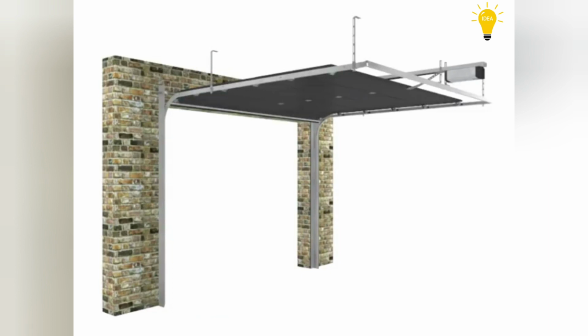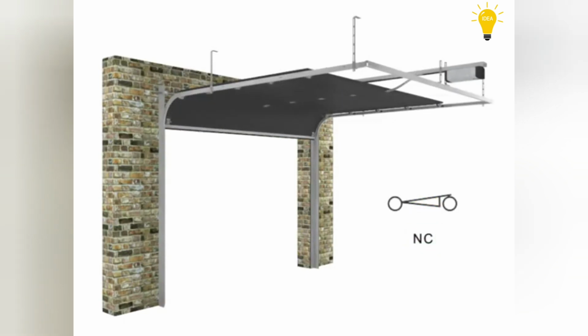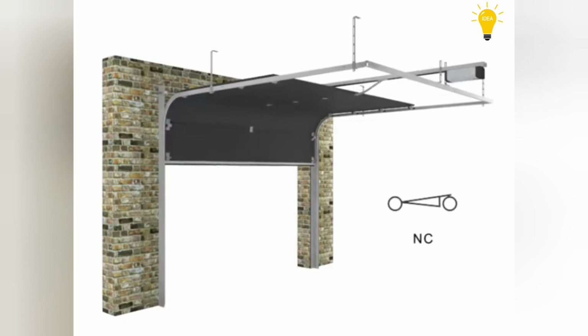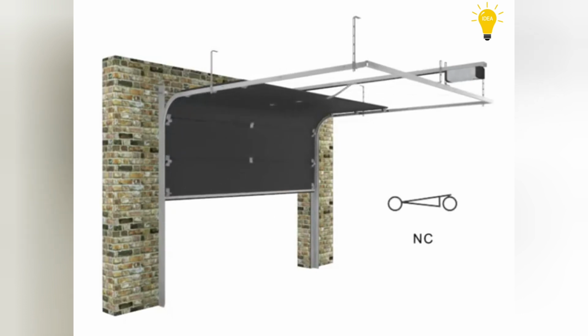A garage door circuit includes a limit switch that will remain closed until the actuator comes into contact with the floor. When the garage door motor is activated, it will continue to close the door until the lower edge of the door hits the floor.